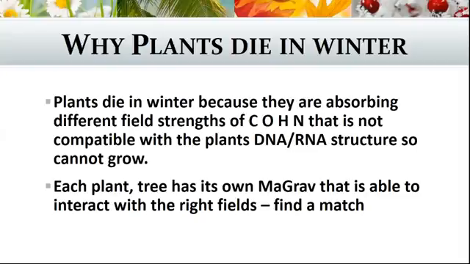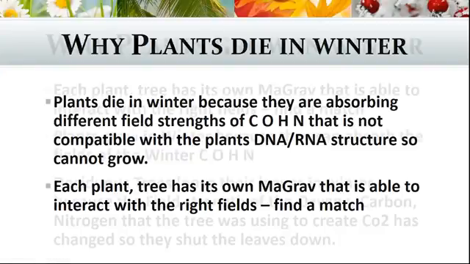So if we look at some plants that grow in summer and not in winter, or they lose their leaves in winter, it is because that matching field strength of the CO2 and what's available in the environment is not the same because of the change in the gap of the Earth and the Sun, and we create different field strengths of the cohans in winter compared to the summer. And so each plant or tree has its own Magravs that is able to interact with the right fields. They have to find a match and then they're able to grow. If they don't find a match, there is no growth, or the plants just lie dormant during the winter months because they aren't able to create and attract the right fields between their leaves and produce the amino acids, which is the food for the plants.